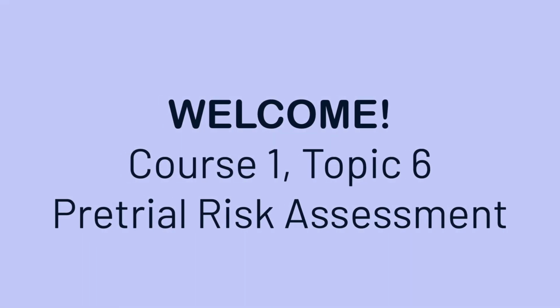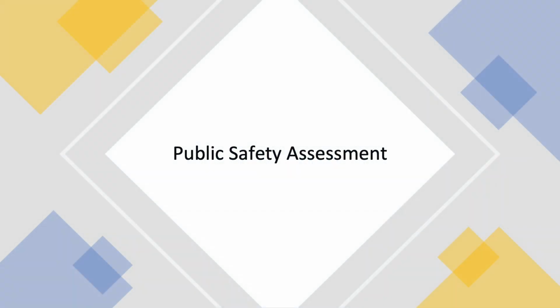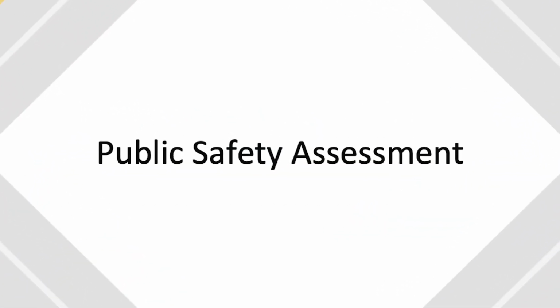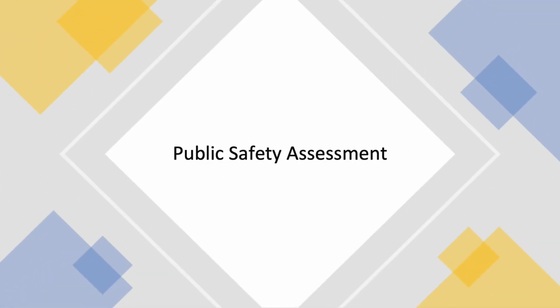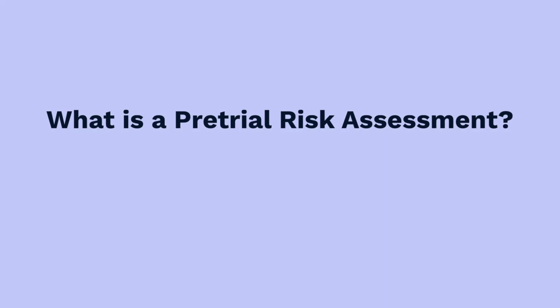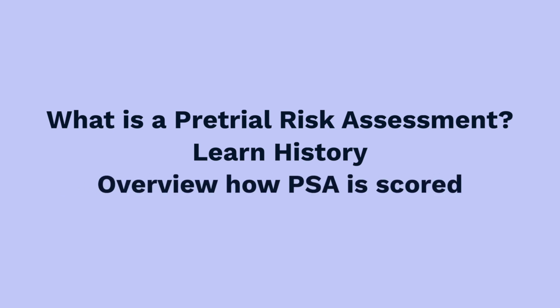Welcome to Course 1, Topic 6, Pretrial Risk Assessment. This course will go over the Public Safety Assessment, which is the tool that is utilized in New Mexico. The learning objectives for this course are to: 1. Understand what a pretrial risk assessment is, 2. Learn the history of the Public Safety Assessment, and 3. Gain an overview of how the PSA is scored.